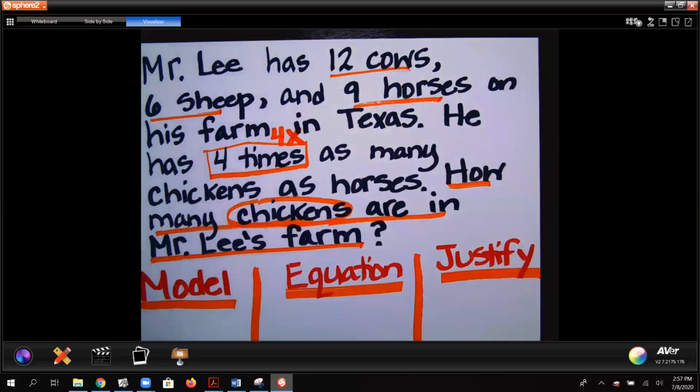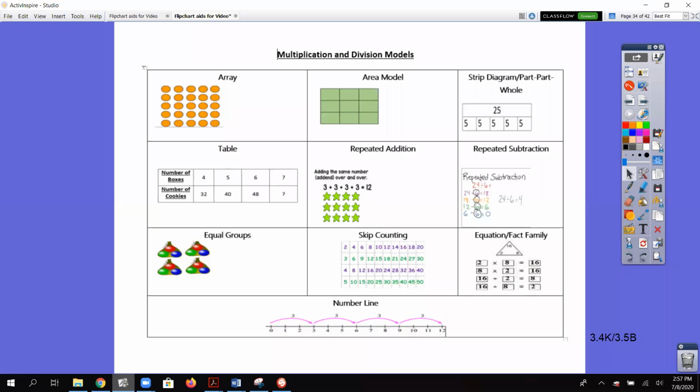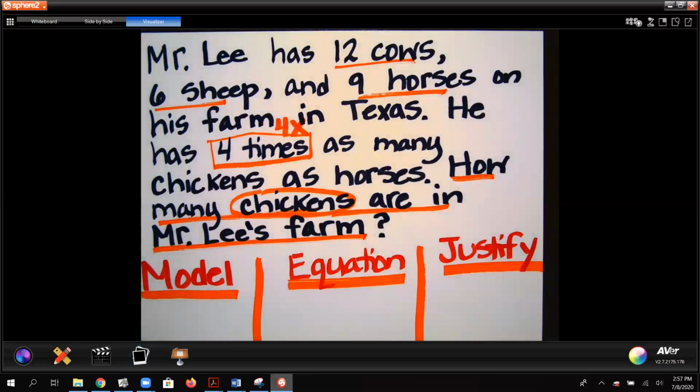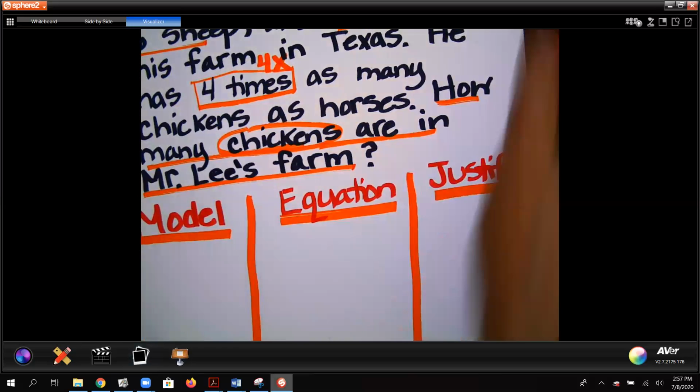Okay, so we have to decide what model to use. Looking back at our models that we just went over, you can decide which one you'd like to use. For this one, I think it's great to use a bar model. So let's go ahead and use a bar model just like this one. Okay, so let's go back to here. We need to write the characters down.